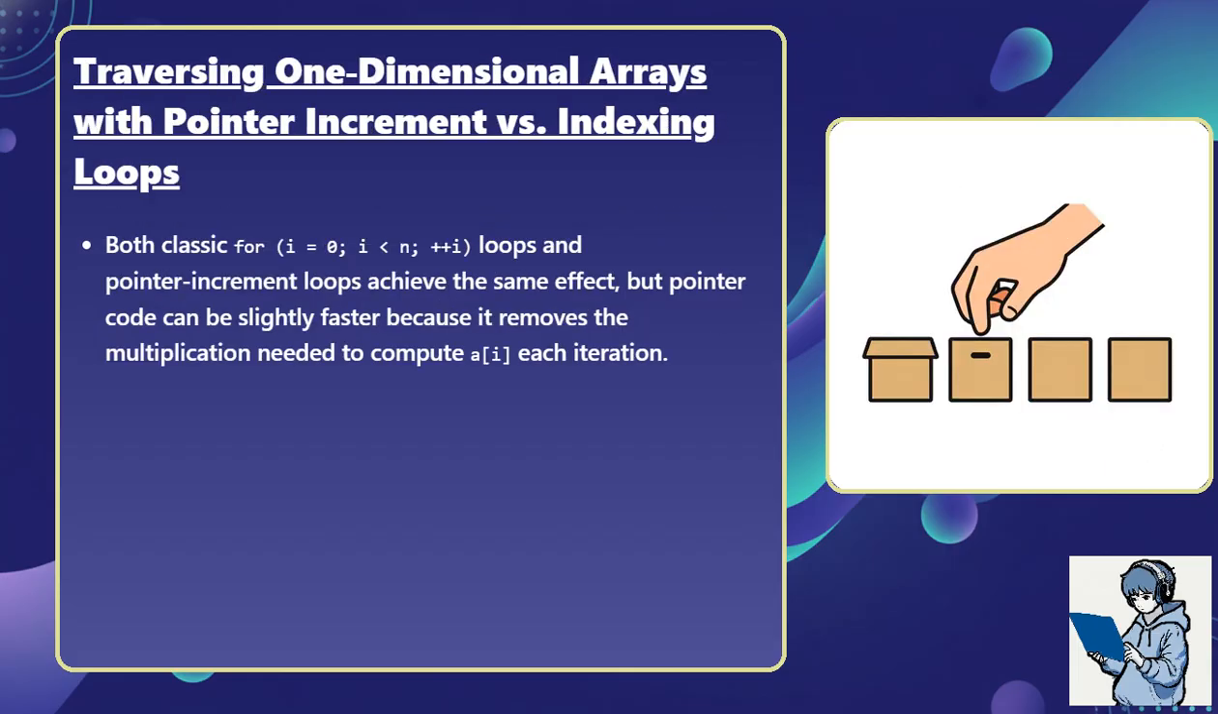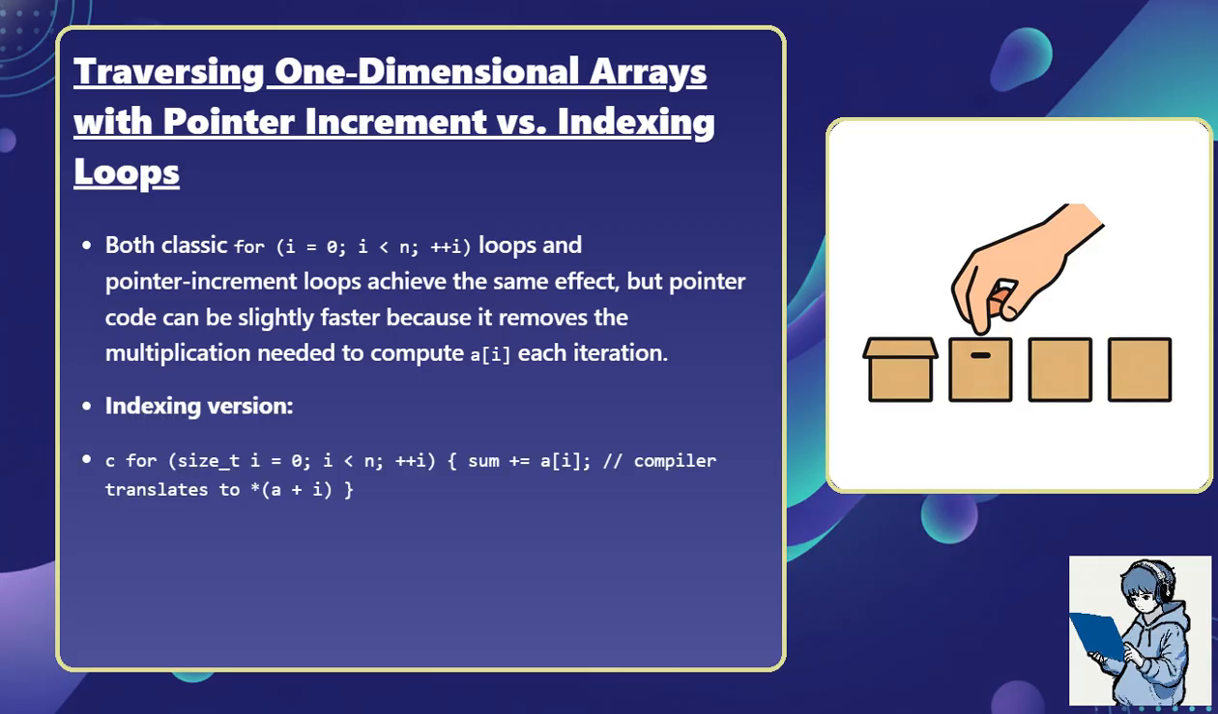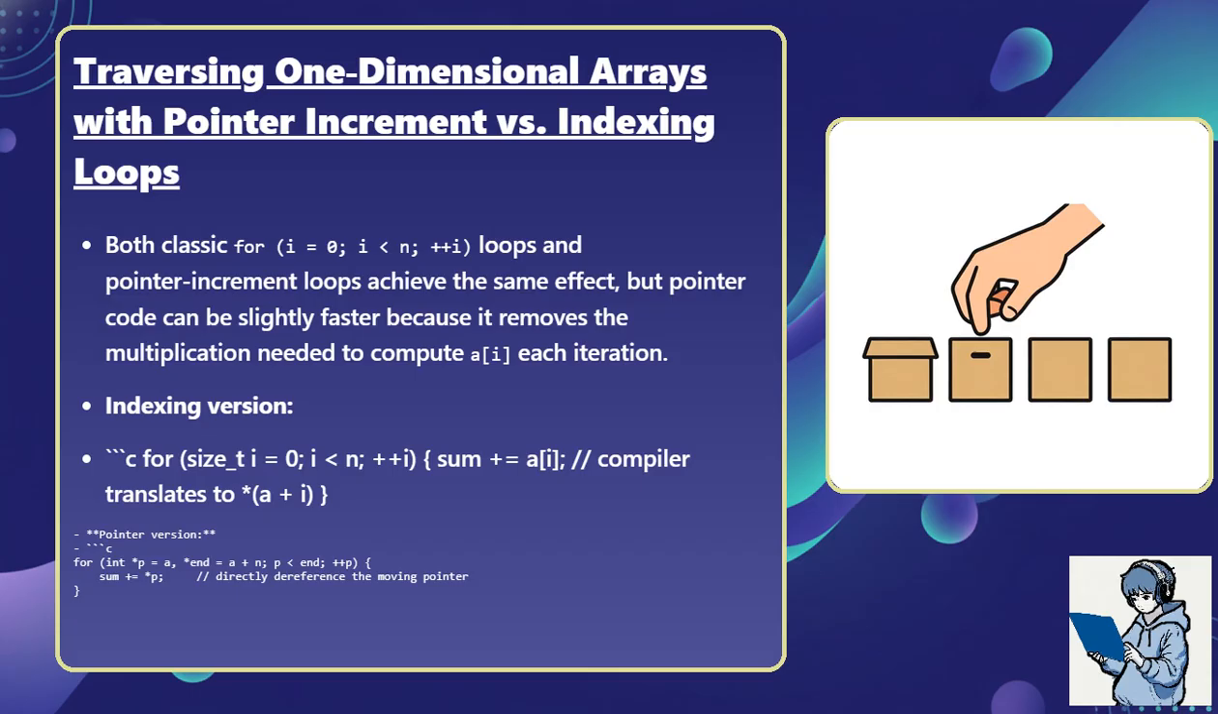Both classic for loops with i = 0; i < n; i++ and pointer increment loops achieve the same effect, but pointer code can be slightly faster because it removes the multiplication needed to compute a[i] each iteration. Indexing version: for (size_t i = 0; i < n; i++) { sum += a[i]; // compiler translates to *(a + i) }. Pointer version: for (int *p = a, *end = a + n; p < end; p++) { sum += *p; // directly dereference the moving pointer }.